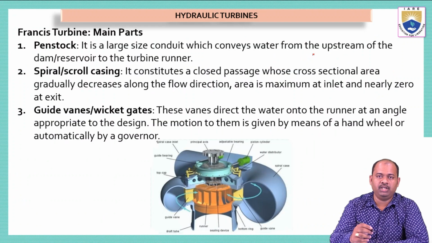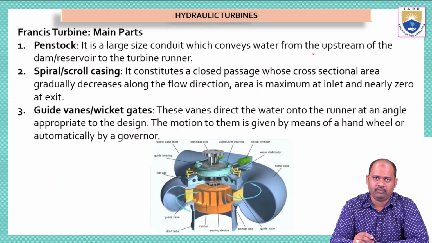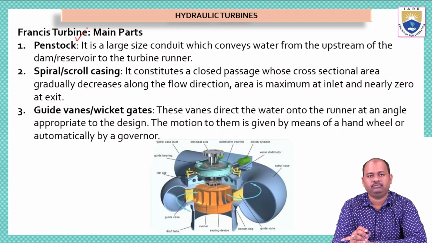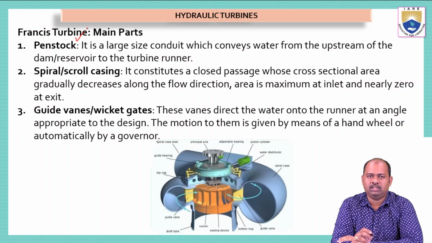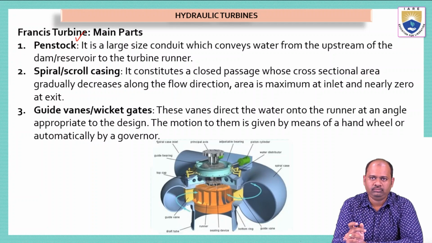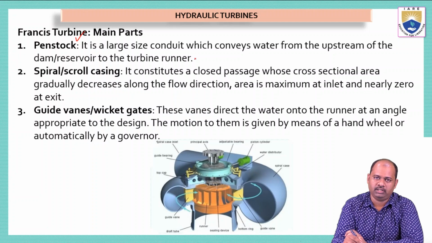Now we'll see what the major parts of a Francis turbine are. The first one is the penstock. Penstock is a large diameter tube from which the water from a dam will flow. It is a large tube attached to the dam or reservoir, where the water comes at a very high pressure and high velocity.